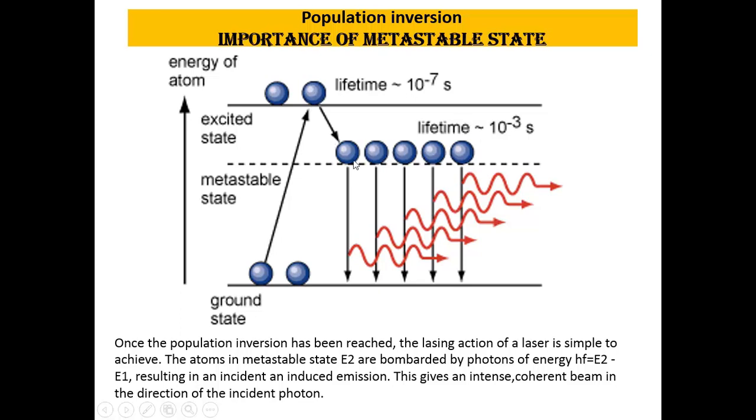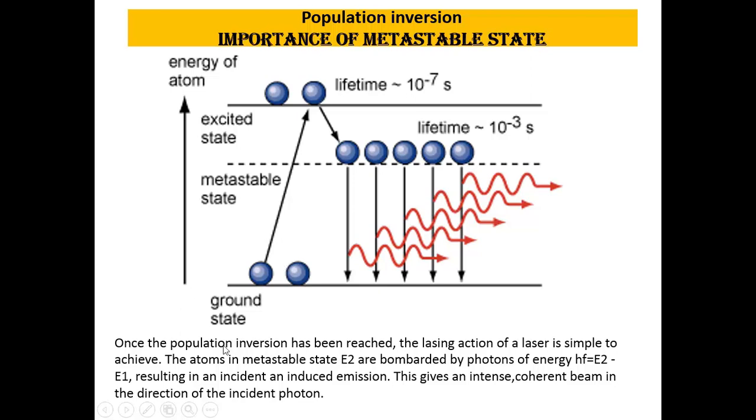So this particular point where an excited state has been populated largely as compared to the ground state, that particular state is called population inversion. In other words, whenever the excited state is more populated as compared to the ground state, that state is called population inversion. So population inversion is a state and pumping is a process. Okay, so what is the importance of the metastable state?